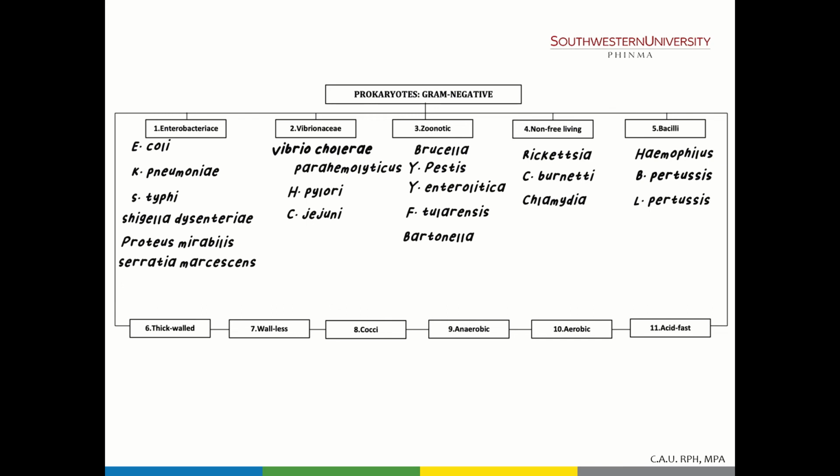Let's now go to the thick-walled prokaryotes bacteria. Under here are spirochetes, or their form are spiral-like. Spirochete is from the Greek for coiled hair, so it's like a curly kinky hair.